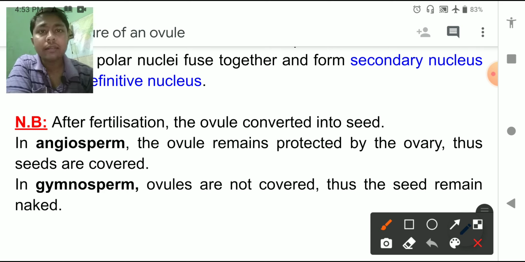In the case of angiosperms, because we know seeds are present in only two types of plants, gymnosperm and angiosperm, the seed is covered, and that covering forms due to the integuments, the outer integument and inner integument. But in the case of gymnosperms, the seed is open type and has no covering. So that's the reason it is called a naked seed or open seeded plant. Gymnosperms are always called open seeded plants.